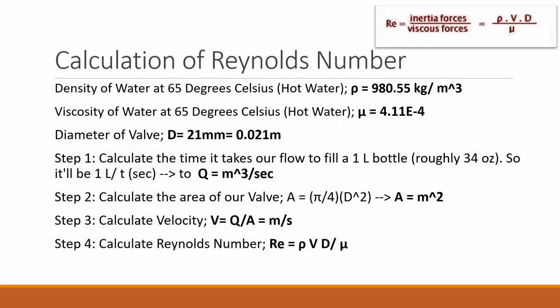After we find the time, we simply divide 1 by the time as seen in step 1 to get our flow rate, Q in meters cubed per second. Then we divide our flow rate by time, and that gets our velocity at each interval. Then we plug in our numbers to calculate the Reynolds number for each of our flows.